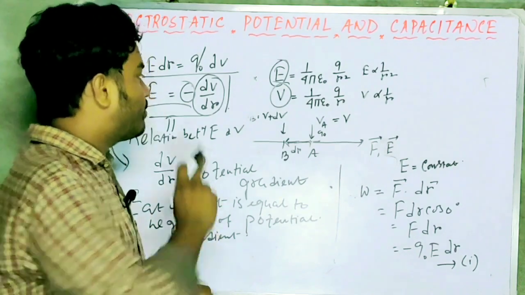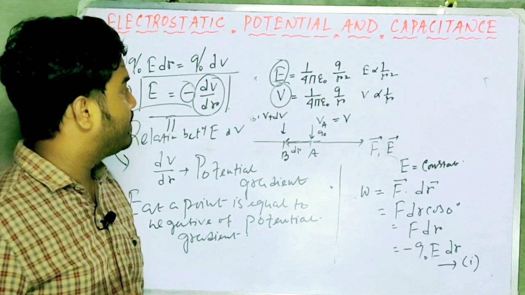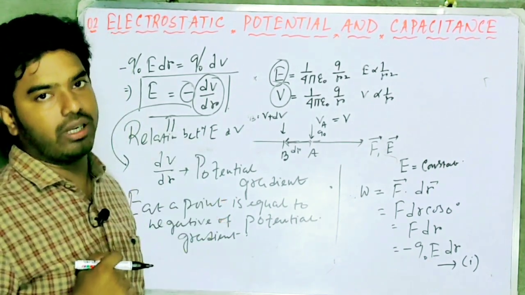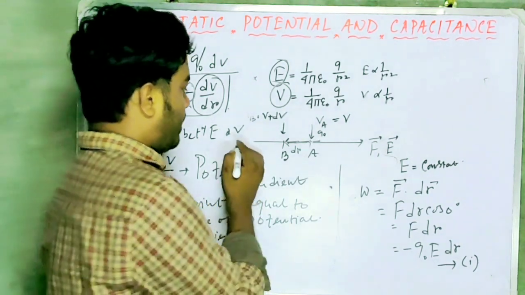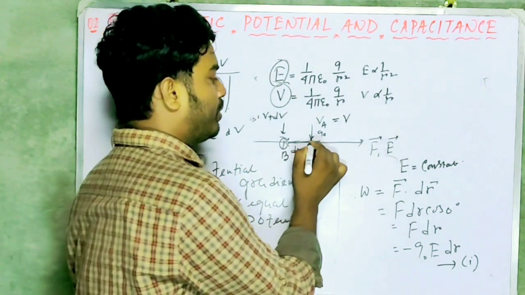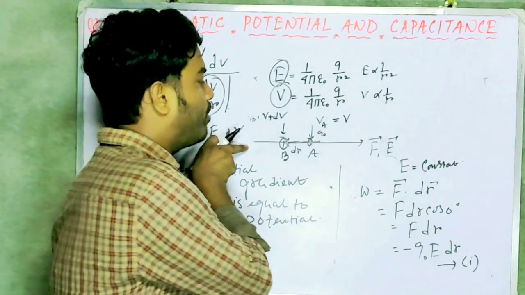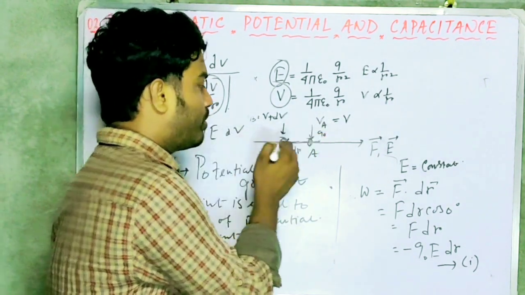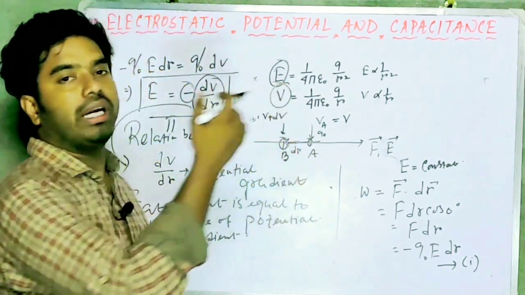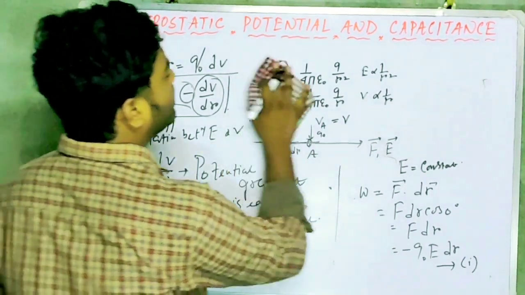The negative sign indicates that the direction of the electric field is always in the decreasing order of electric potential. That means here the electric potential is higher than there, because the electric field is directed along the positive x-axis. So with respect to A, point B has more electric potential. Clear?